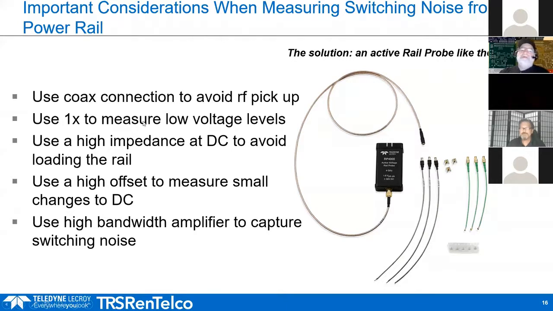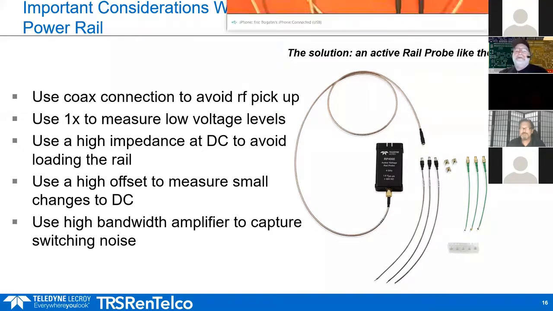Really hard to do that with a conventional probe of any sort. That's where active probes come in. And there's a whole generation of active probes called rail probes that are literally designed specifically for power rails. And so in my scope here, I'm going to zoom out and show you.